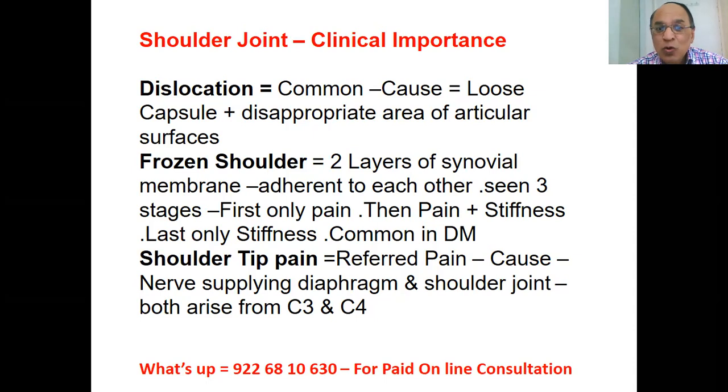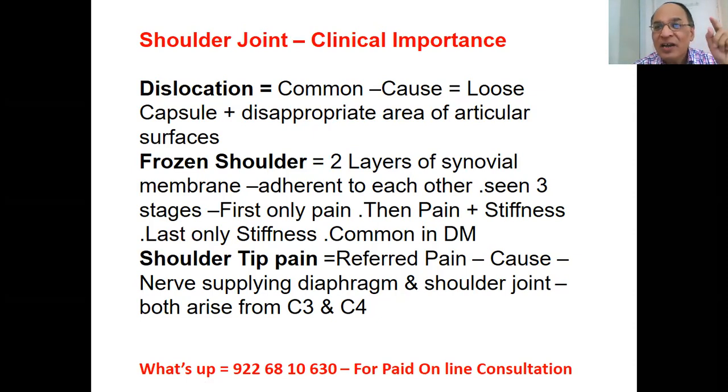This is because two layers of synovial membrane become adherent to each other. There are three stages seen in this disease, frozen shoulder. First stage: only pain, little stiffness. Second stage: pain decreases, stiffness increases. And lastly, in the last stage, only stiffness. So this is very important. Frozen shoulder joint is common in your medical practice. This is common in diabetes mellitus patients.